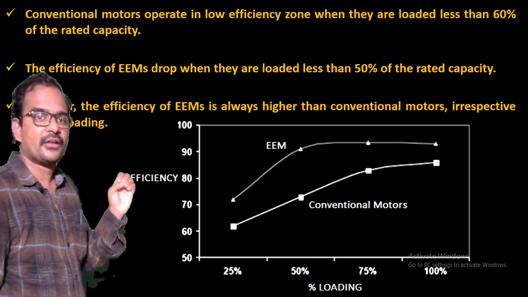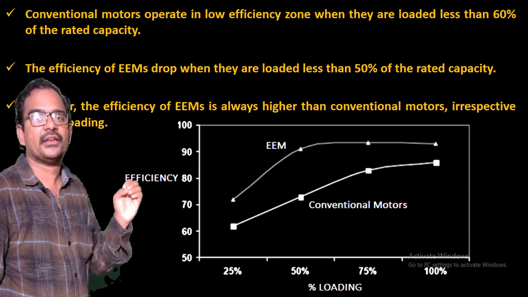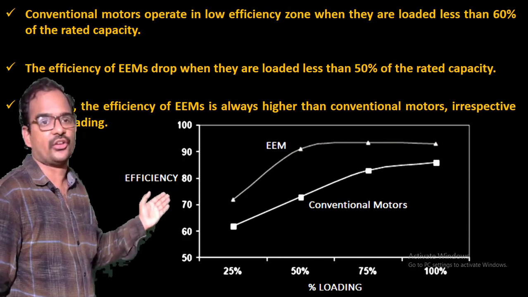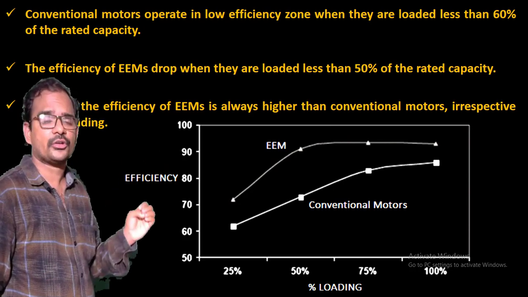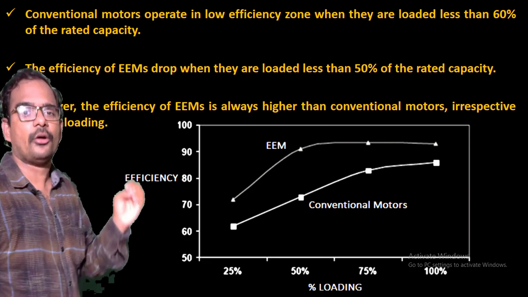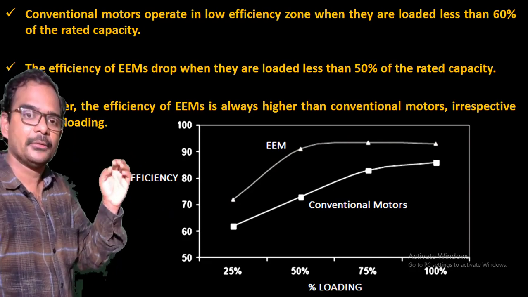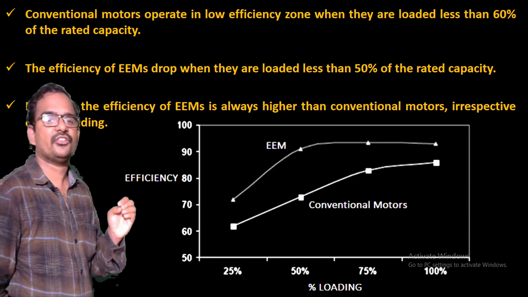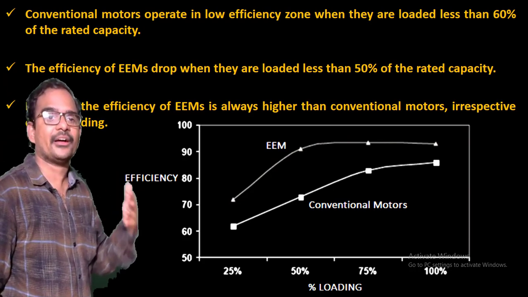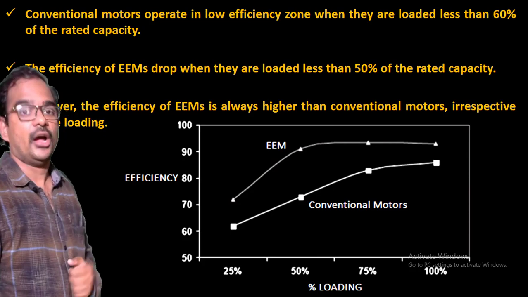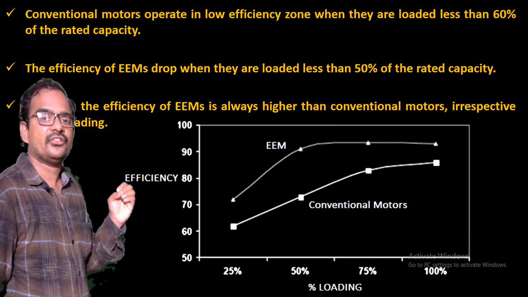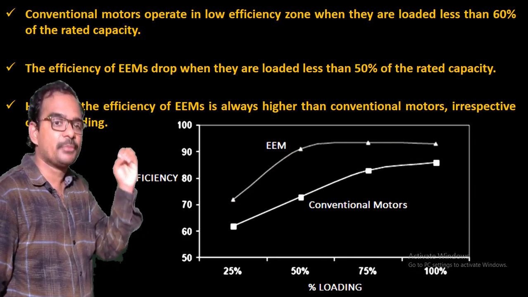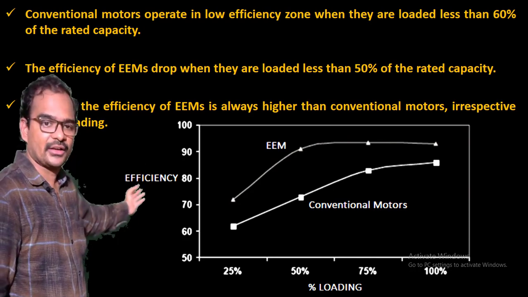If you take a normal conventional motor of 1 HP rating, if you operate it below 0.6 HP, there will be a decrease in the efficiency. But in case of an energy efficient motor, if you take a 1 HP motor and operate it at around 0.5 HP or below, then there will be a loss in the efficiency. So the energy efficient motors are very sensitive to loading compared to conventional motors. However, the efficiency of the energy efficient motors is always higher than that of the conventional motors, irrespective of the loading. You can see the graph over here.